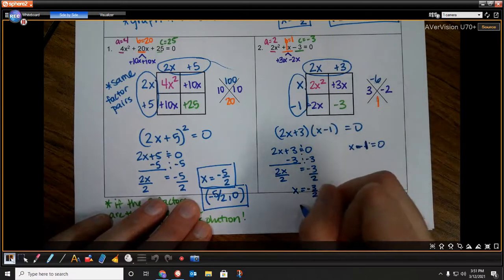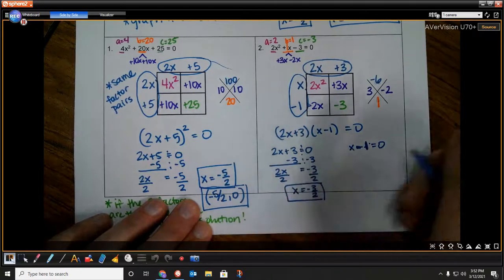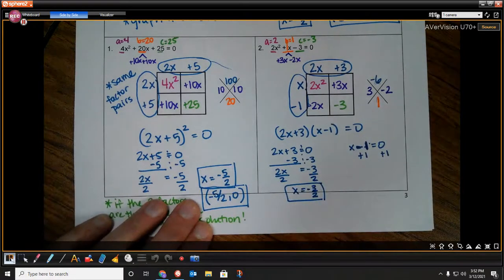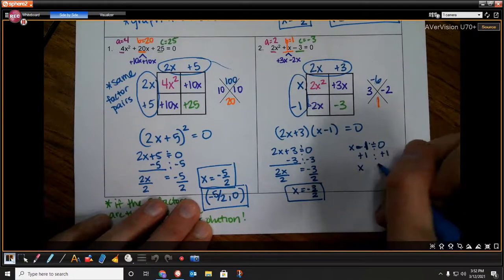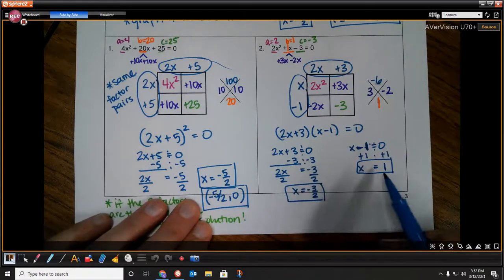And so we can go ahead and write that. We'll write it in just a second. So that is one of our solutions. And then also we can add 1 to both sides, and we get x is equal to 1. So our two solutions are negative 3/2 and 1.